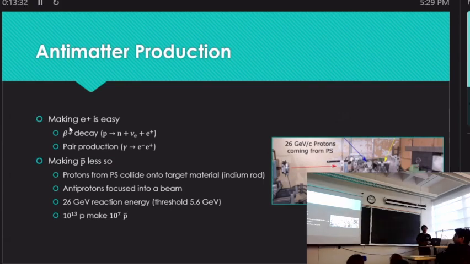Antiprotons, or p-bars as we call them, are heavier and they're just more complex objects, so they're harder to make. What we do is take protons from the PS, collide them onto some target, which is an iridium rod usually. That creates a whole bunch of things, including antiprotons, which are then extracted and focused into a beam that is then delivered to the facilities. And this happens at 26 gigaelectron volts, which is quite a bit higher than the threshold, but it's still a pretty laborious process. I mean, 10^13 protons gets you about 10^7 p-bars. And so it's quite inefficient.